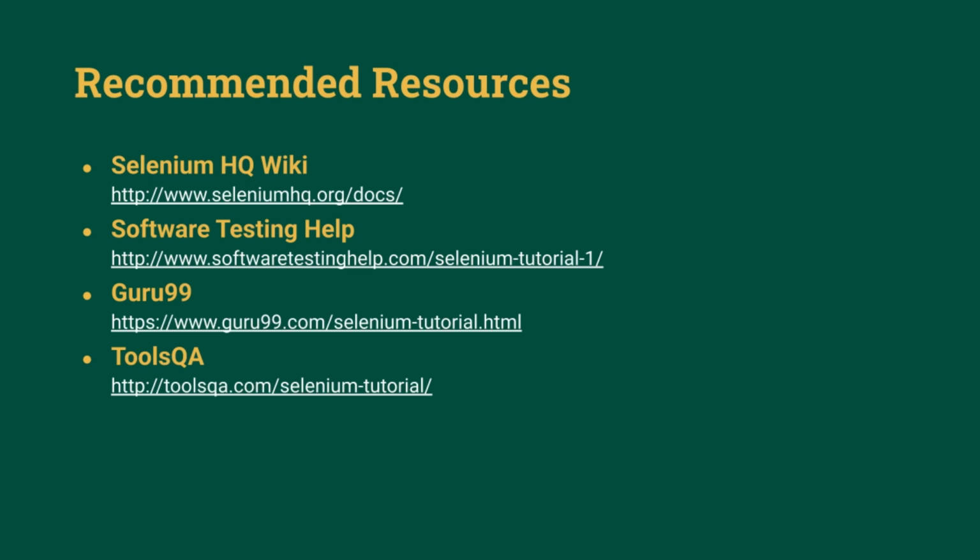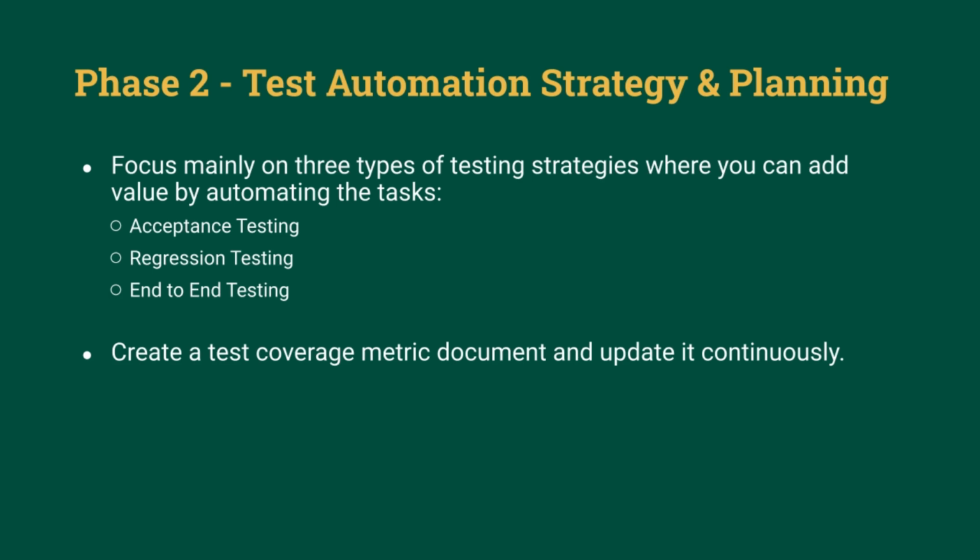You can visit sites like Selenium HQ, Software Testing Help, Guru99, or Tools QA to learn and explore more about Selenium Basic. Once you have acquired the right set of tools, next you need to define your test automation strategy. You need to identify the scenarios where you can add value by automating the task. Acceptance, regression, and end-to-end scenarios are good candidates for automated testing.